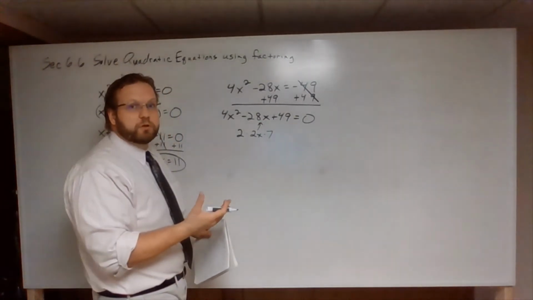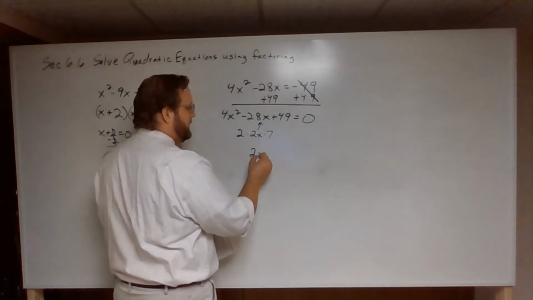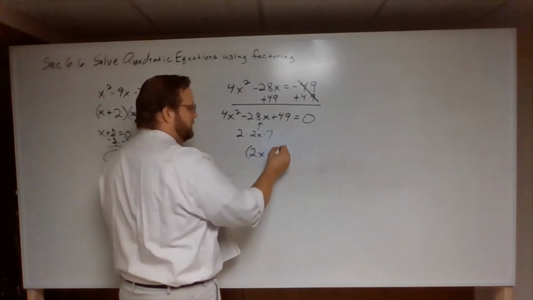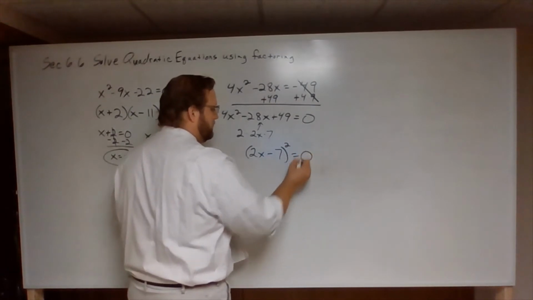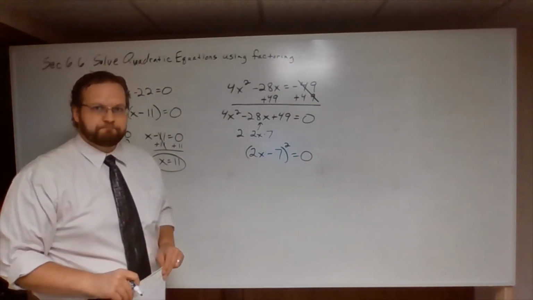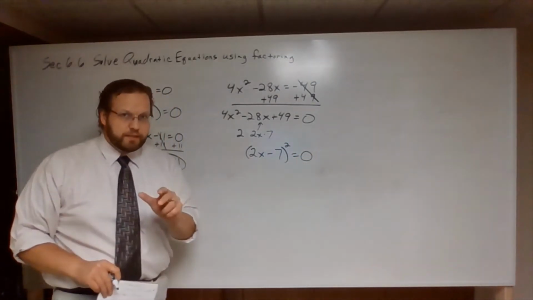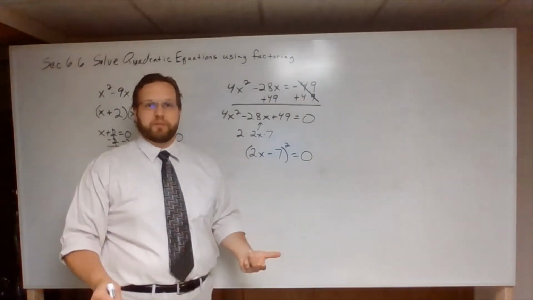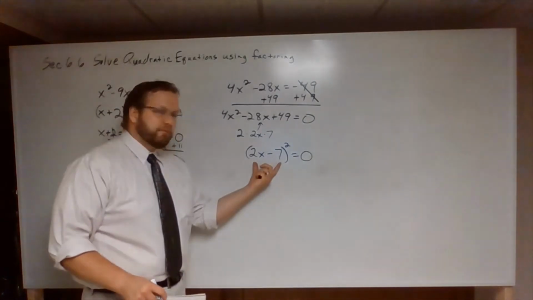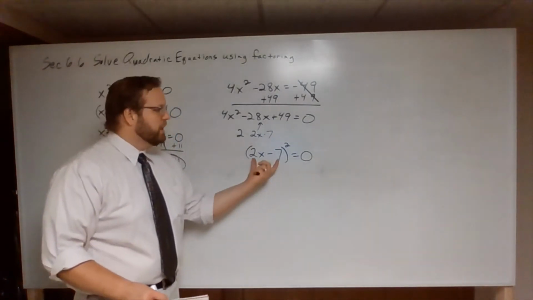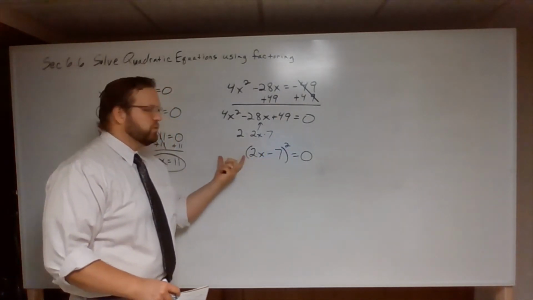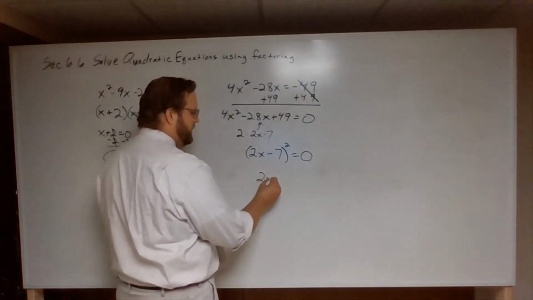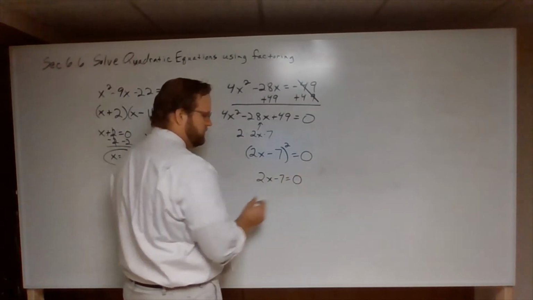So this is a perfect square trinomial. That's a 2x minus 7. Remember, we take this, we square it, and that's equal to 0. Okay? We're not quite done, but that's the bulk of the work, is the factoring. That's nothing new. Now, once we have this factor, we can set that equal to 0. Notice, since it's squared, there's just 2 of them. You don't need to write that twice. You just say 2x minus 7 equals 0.